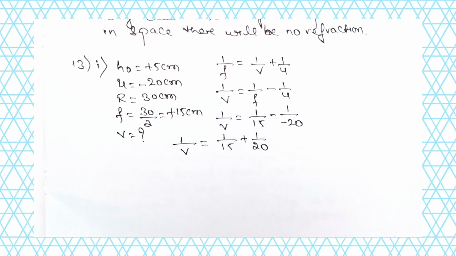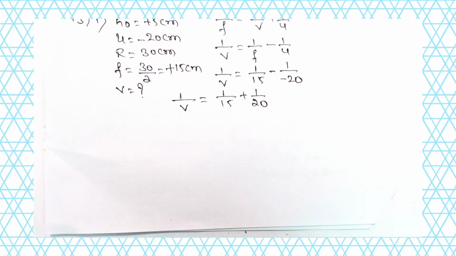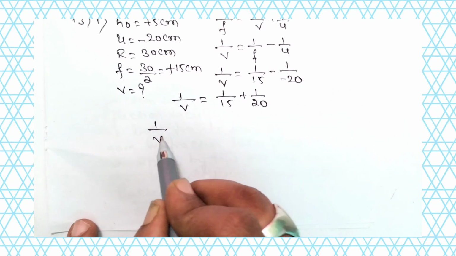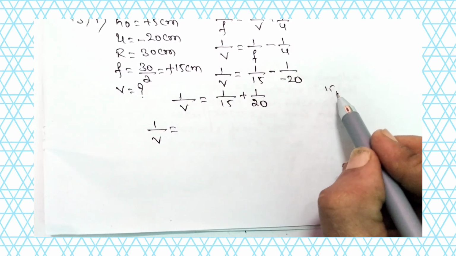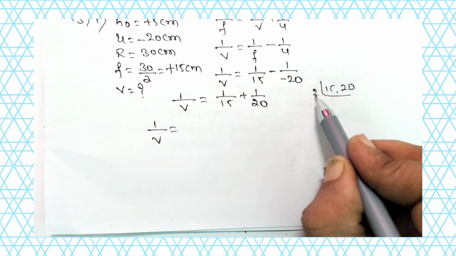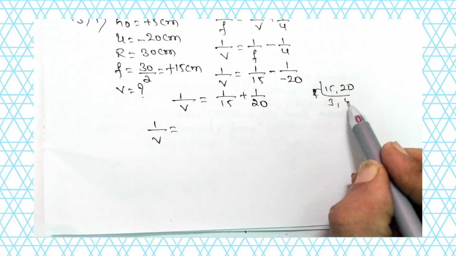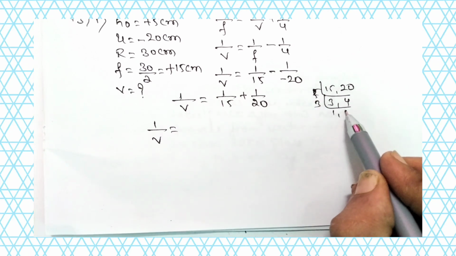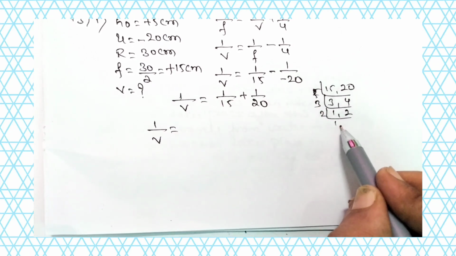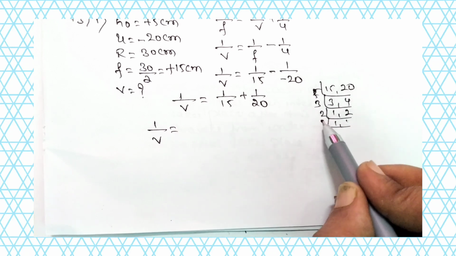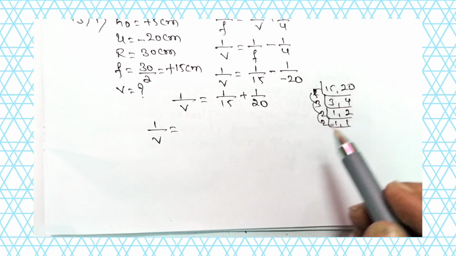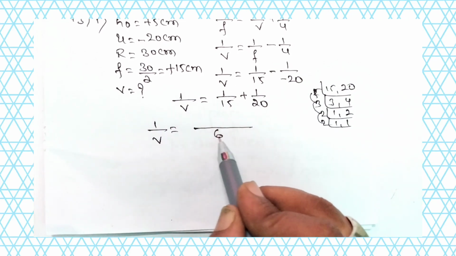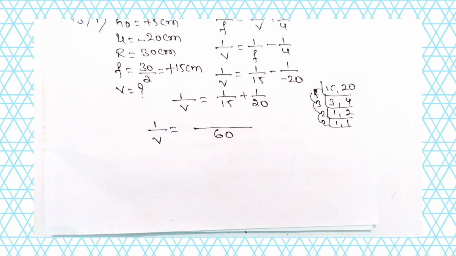Look, here v should come plus, because the image formed in a convex mirror is always virtual. So 1 over v is equal to, now let us take the LCM for 15 and 20. So let us divide by 5, 5 3s are 15, 5 4s are 20, then 2 1s, 2 2s, then again 2 1s. So now 5 3s are 15, 15 2s are 30, 30 2s are 60. So 60 is the LCM.